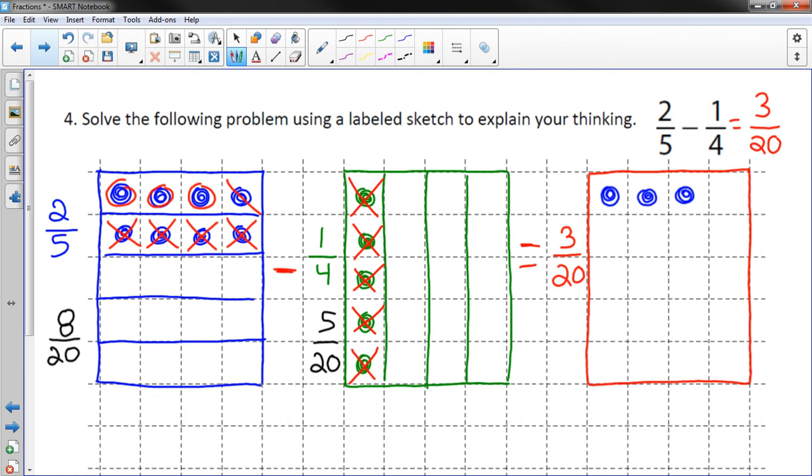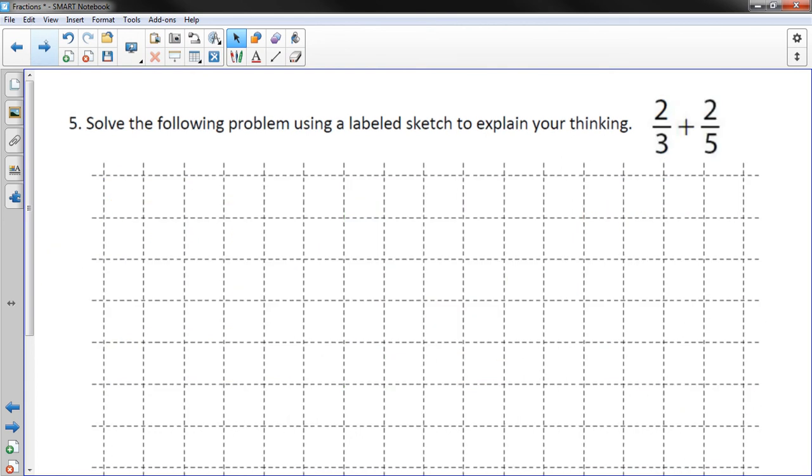You've been really patient working on these problems. I do have one more, so bear with me. Last one. Solve the following problem using a labeled sketch to explain your thinking. 2/3 plus 2/5. Thirds and fifths. Think of a number that 3 and 5 go into, and the one that comes to mind is 15. So I'm making a rectangle that's 3 by 5.